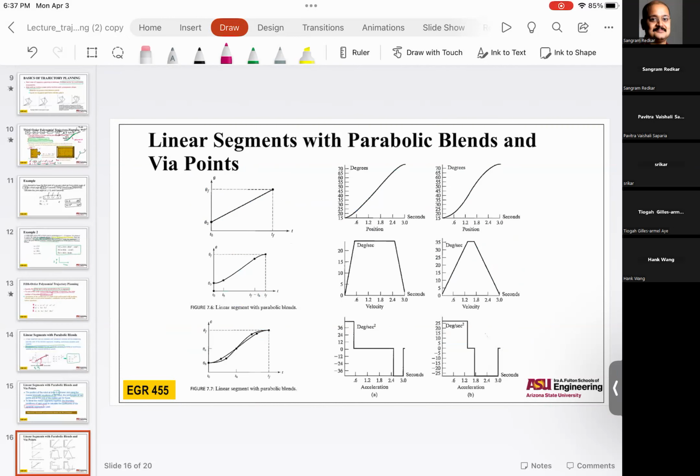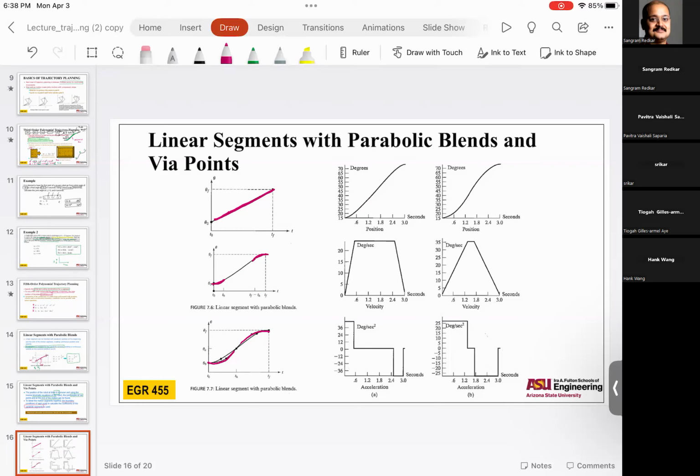And here is one example. This is shown here as the linear segment, and this here is the linear segment. But if you add the parabolic blend in the beginning and the parabolic blend in the end, you can actually make this motion smoother. Another way to do that is you can have a parabolic blend here, and you can have something like this here. Depending upon what type of interpolation function you choose, you are going to have different velocity and acceleration profiles.